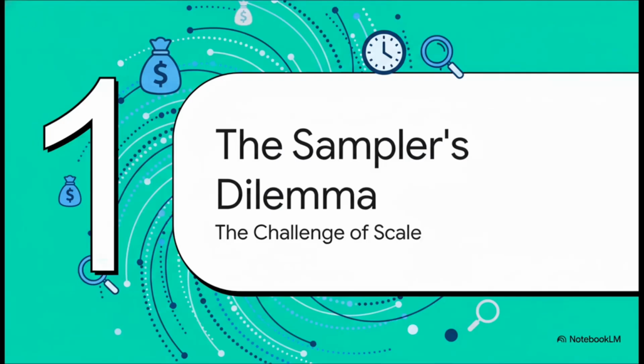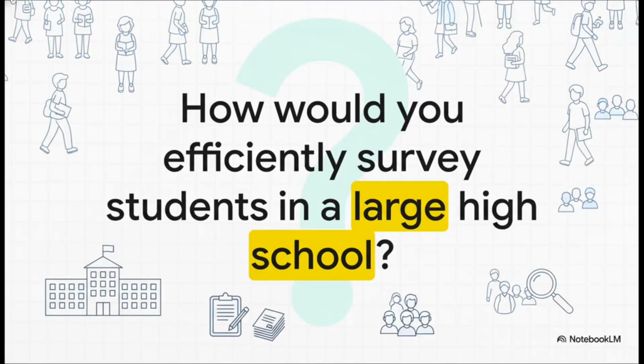Okay, so let's start with the big challenge. Every researcher with a big idea eventually hits this wall. How do you get good data from a massive population without spending a fortune or taking, like, a decade to do it? This is what we call the sampler's dilemma. Let's make this real. Imagine your job is to figure out the study habits of students in a high school with thousands of kids. What's your first move?